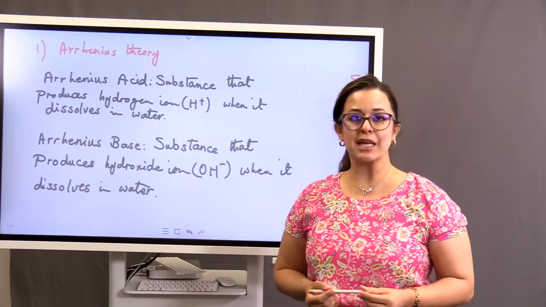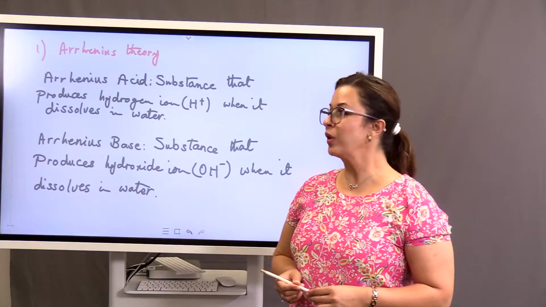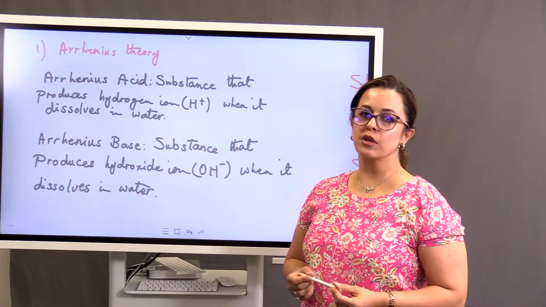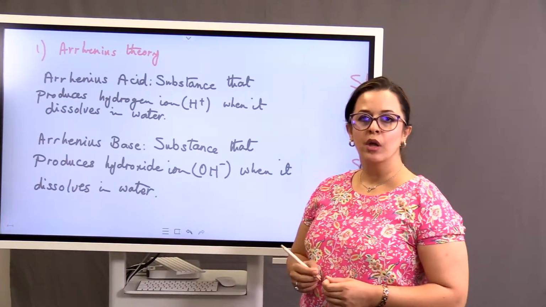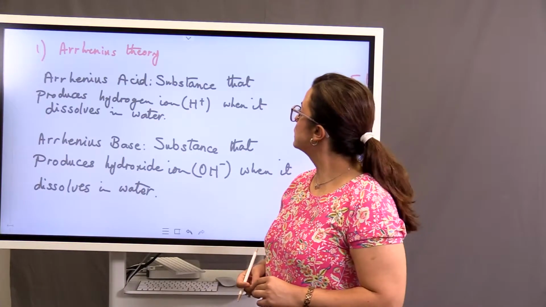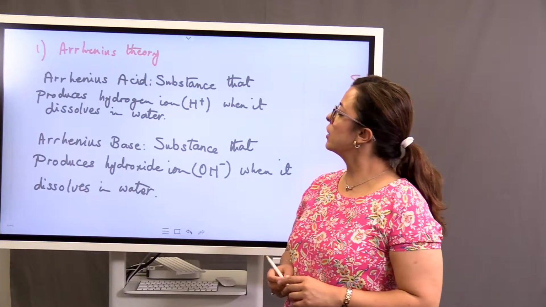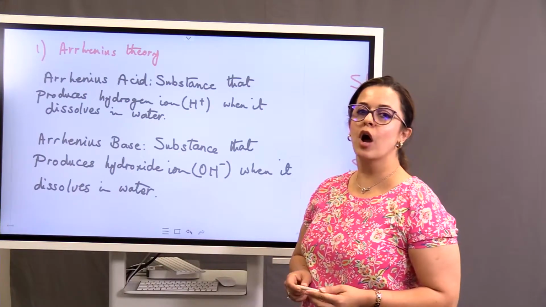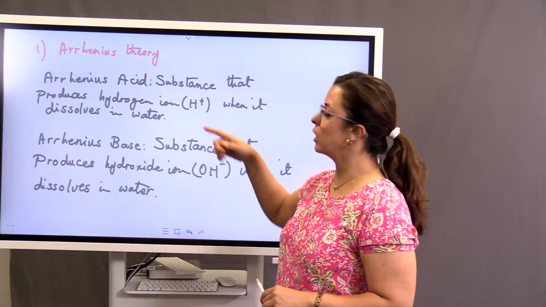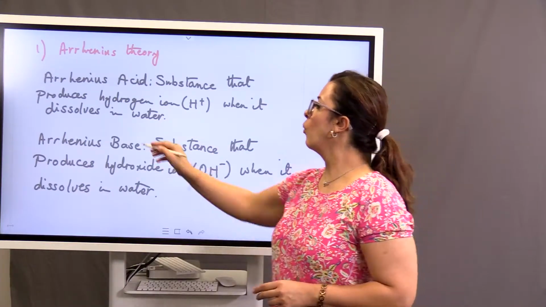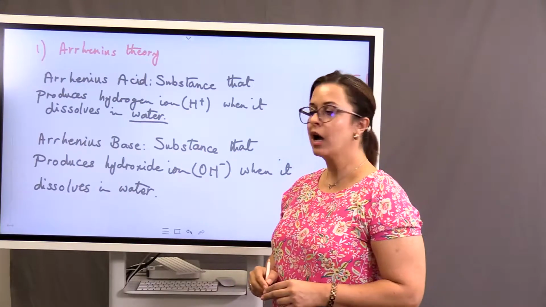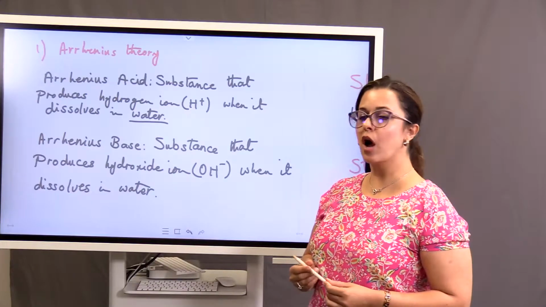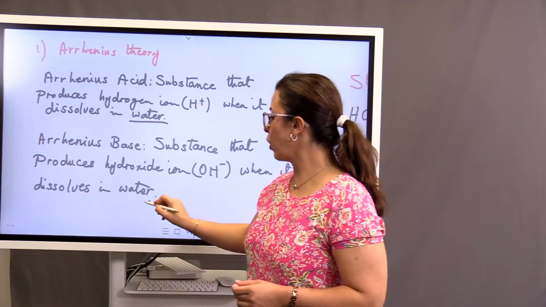The first, simplest, and so far the weakest theory of acids and bases is called Arrhenius theory. So, according to this theory, an Arrhenius acid is a substance that produces hydrogen ion, which we show with H+, when it dissolves in water. And a base is a substance that produces hydroxide ion when it dissolves in water.